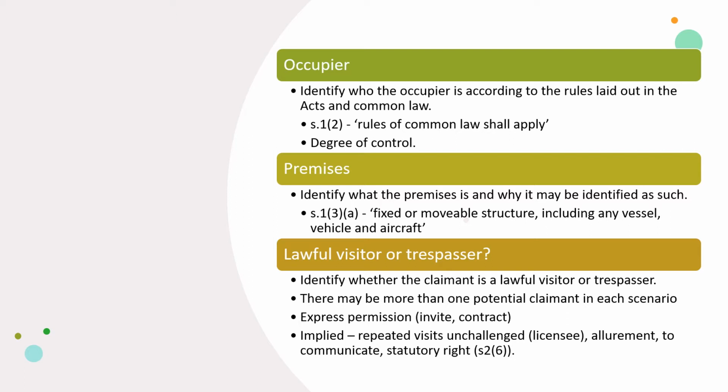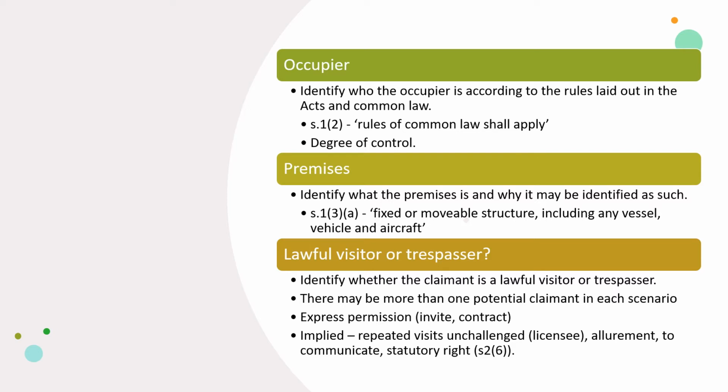Now there might be more than one potential claimant in each scenario, and we need to go through what type of permission they have to be there. Now deal with this in outline only, it's not taxing, you'll come up with an idea here. Some examples of express permission is if you've been invited onto the premises or you've got a contract, for example, a ticket for a concert or you booked a holiday. So you have a right to be there through a contract.